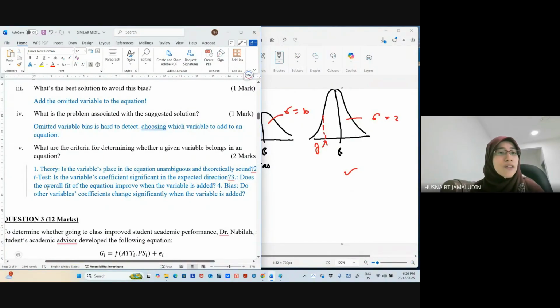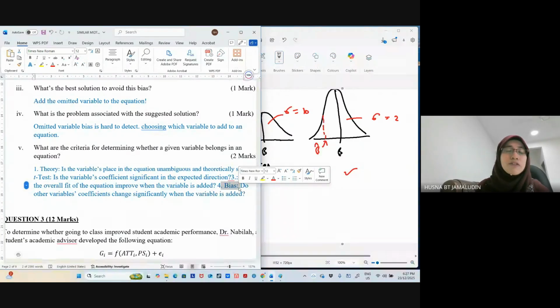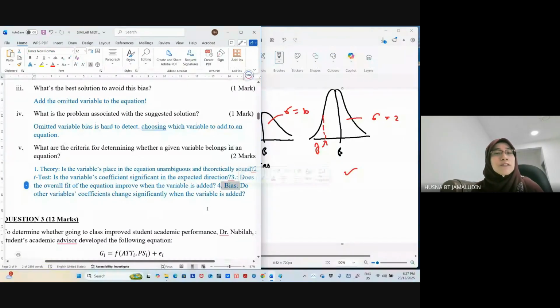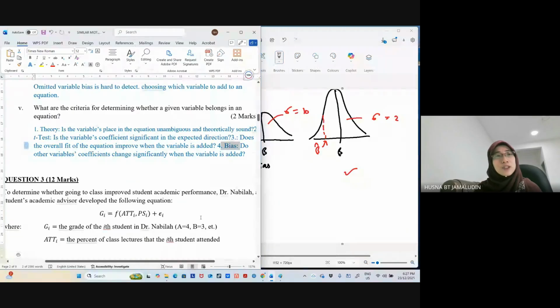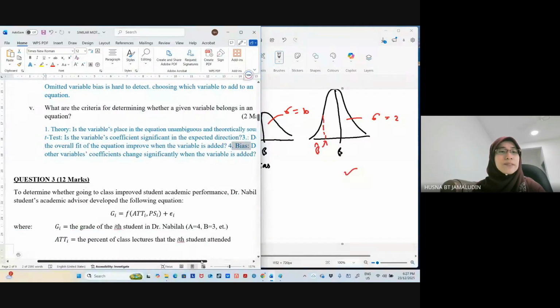Then, does the overall fit of the equation improve? So basically, number 3, you want to check the R square, okay? And number 4, bias. When you add the variable or you drop the variable, does it introduce any bias to the remaining variable? Okay, these are the criteria that you will have to consider if you want to add or drop the variable. The same thing with the functional form. Okay, you have to think about all these 4 things. Okay, so finish with the medium level of question. It's very straightforward.